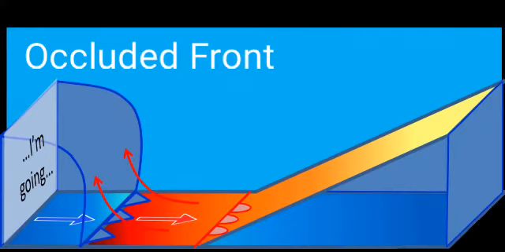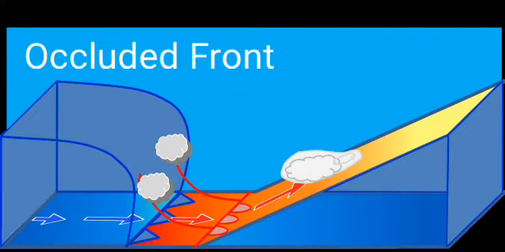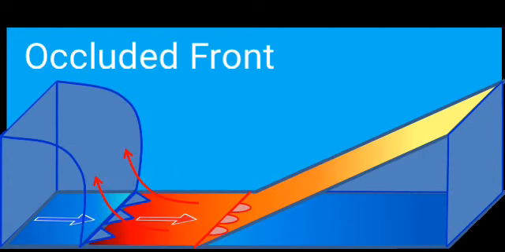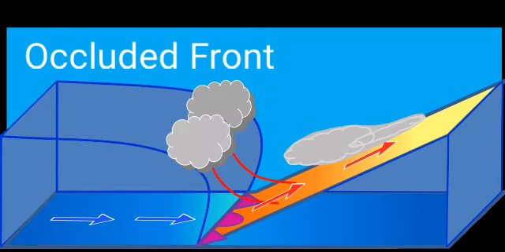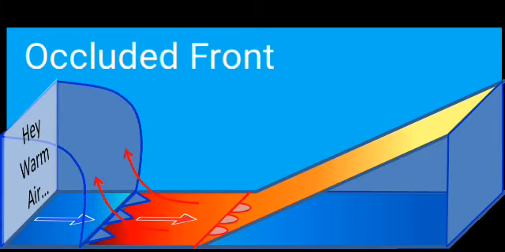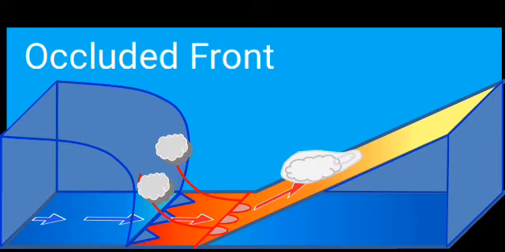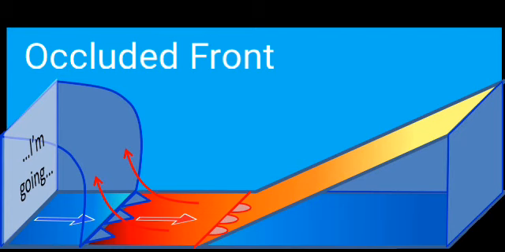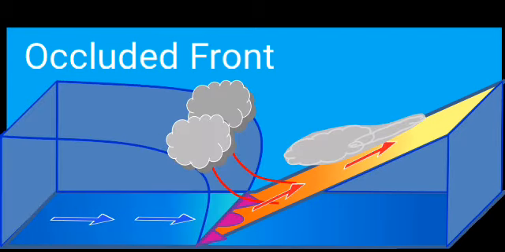Now we have the last one, the occluded front. Because cold fronts move faster than warm fronts, they can catch up to and overtake the related warm front. When they do, an occluded front is formed. Occluded fronts are indicative of mature storm systems.